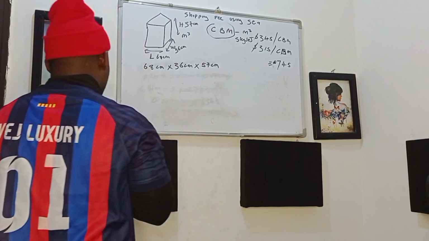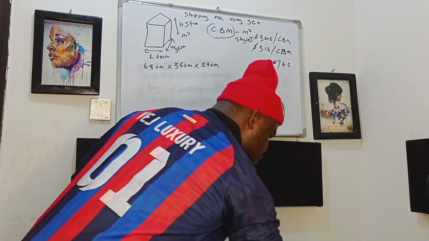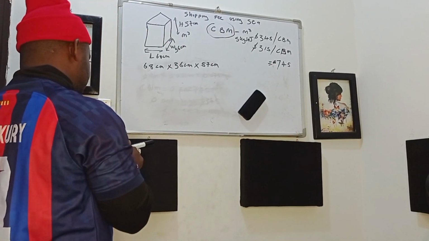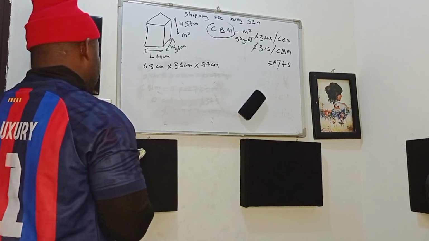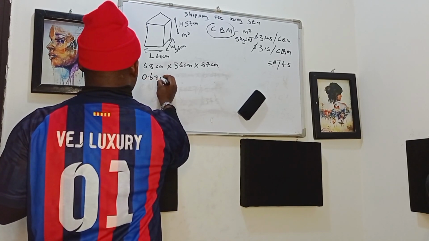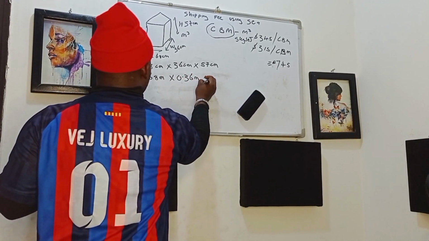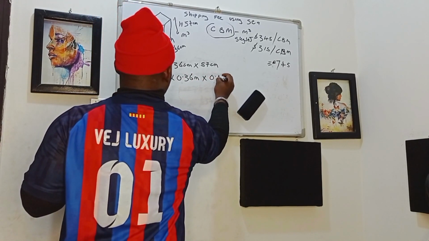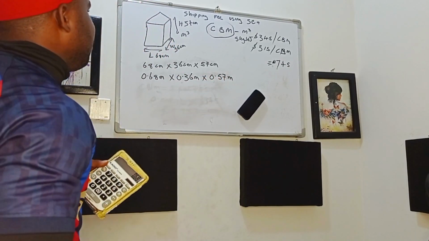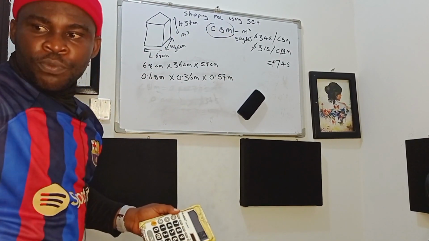What did I tell you? Because we are using cm to measure, we have to convert it to meter, because the unit for measuring CBM is in meter. So what we are going to do, 68 divided by 100 gives you 0.68. So we are going to have 0.68 meter multiplied by 0.36 meter multiplied by 0.57 meter. When you multiply all this together, it's going to give you meter cubed, which is your CBM. That forms the volume of this carton.